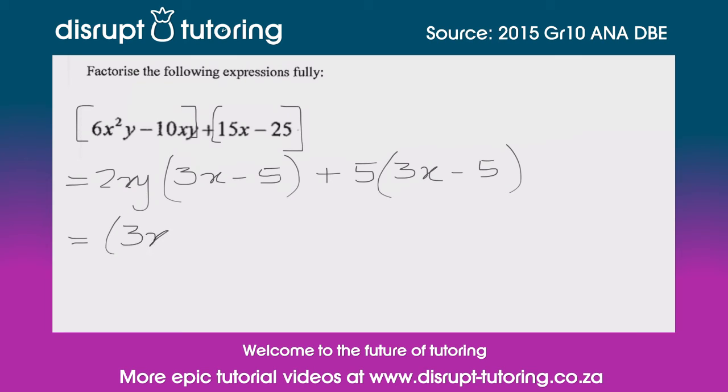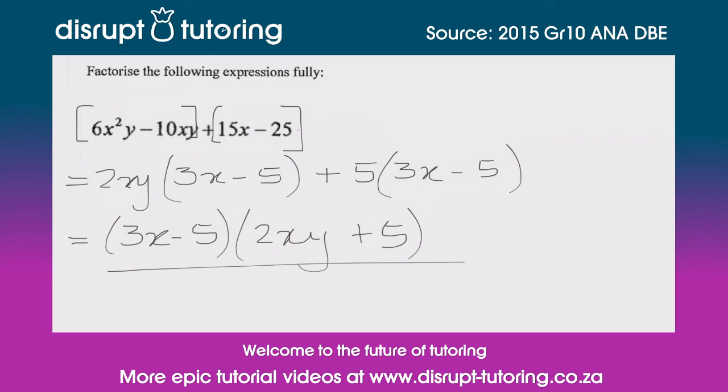We're going to have 3x minus 5, and we pull that out. In the first term, we'd be left with 2xy, and in the second term, we'd be left with plus 5. And is there anything more we can do here? We can't simplify in either of the brackets, so that seems to be our final answer, and mission accomplished.